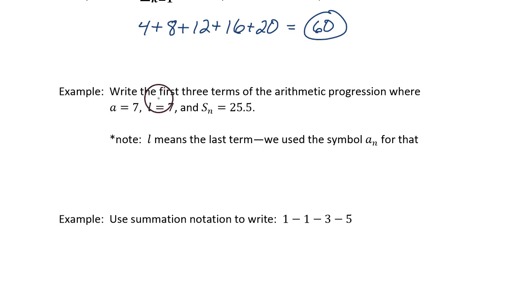Next example, write the first 3 terms of an arithmetic progression where n equals 7, L equals 7, and S sub n equals 25.5. Earlier in the lesson, instead of using the letter L to represent the last term in a sequence, we used A sub n. We have a formula involving the sum of a sequence when we know n and we know the last term. It looks like this.